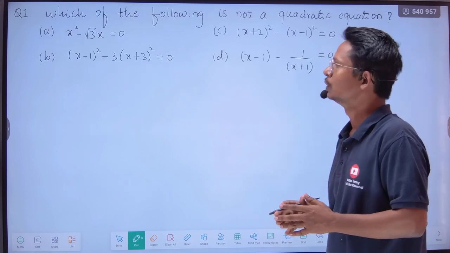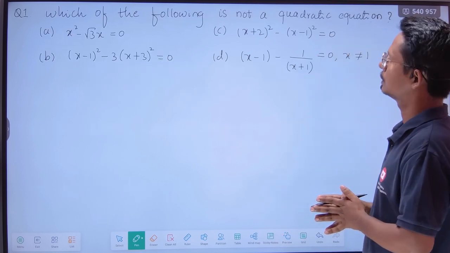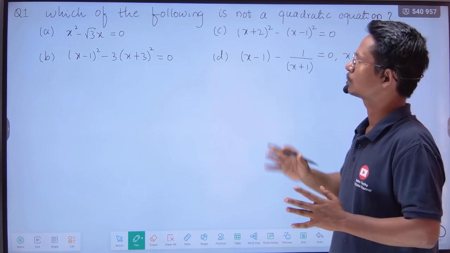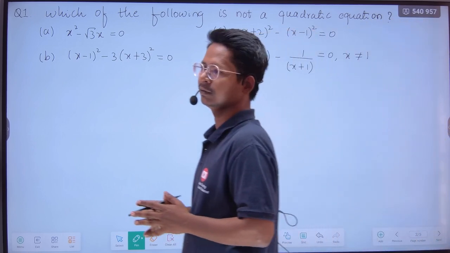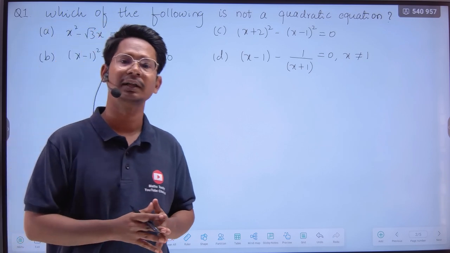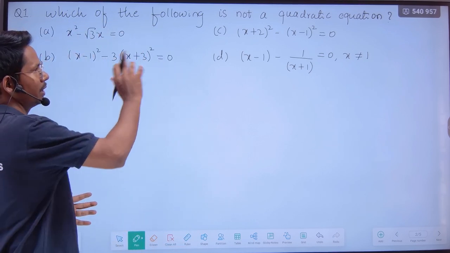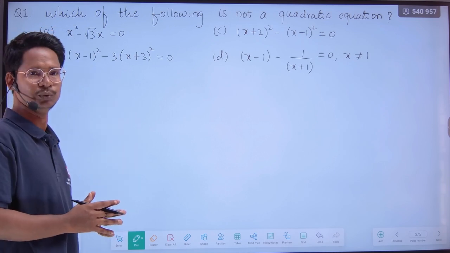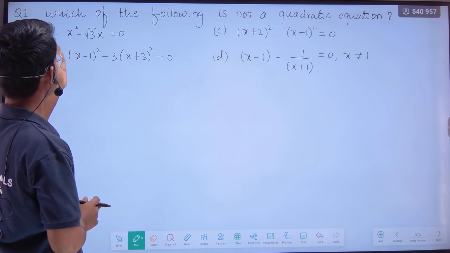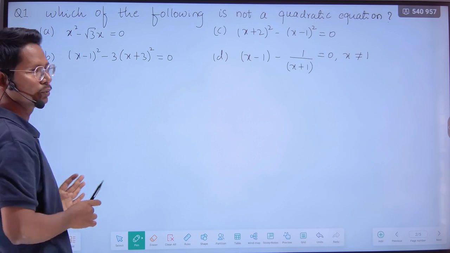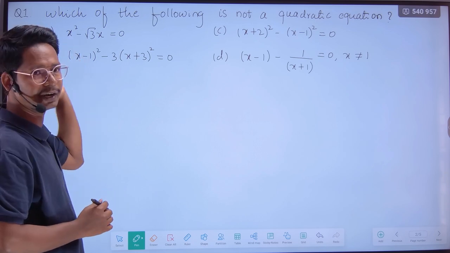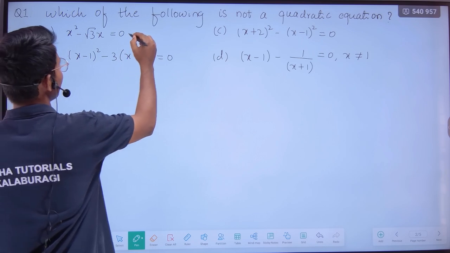This first one, which of the following is not a quadratic equation? Okay, so 4 options are here. So you need to identify whether the given equation forms a quadratic equation or not. To say it is a quadratic equation, the highest degree should be 2. In the first option, if I go through, the highest degree is 2 and it is already in the simplified form. So this is a quadratic equation.